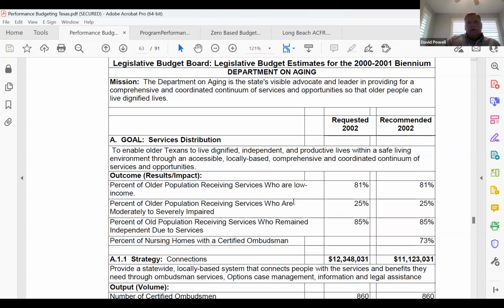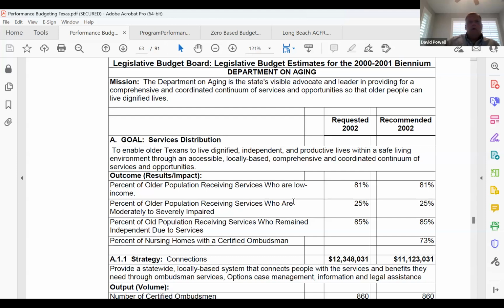You'll see, forget about the numbers because this example is a little bit older, but you have the amount that's being requested and what's being recommended. And so here's your first goal. Your first goal is service distribution: to enable older Texans to live dignified, independent, productive lives within a safe living environment through an accessible, locally based, comprehensive, and coordinated continuum of services and opportunities. Then you'll see we list some of the outcomes, some of the results, the impacts that we expect to see by spending money on this goal of providing this coordinated continuum of services and opportunities.